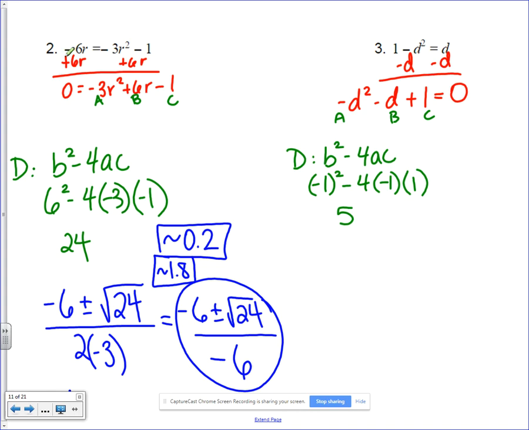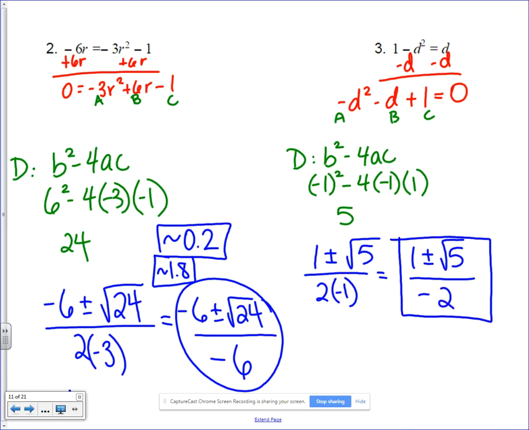Negative b, what is your negative b? Right now it's negative 1. If I make it negative again, now it's positive 1, right? Plus or minus, what goes underneath that square root? All over 2 times, what's the a? It's negative 1. So, I am not going to be doing the square root of 5 because it's a nasty number. What's in the denominator, though? So this is the exact answer right there. That's exact. Now let's find the approximate answers.